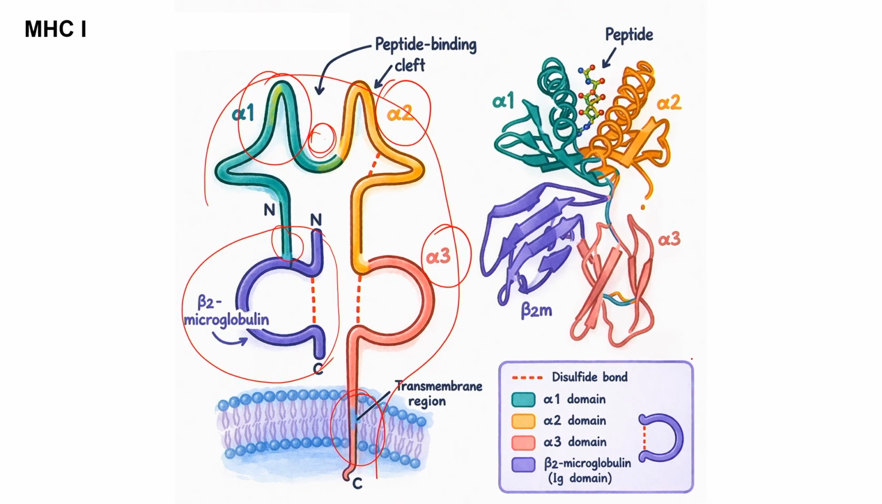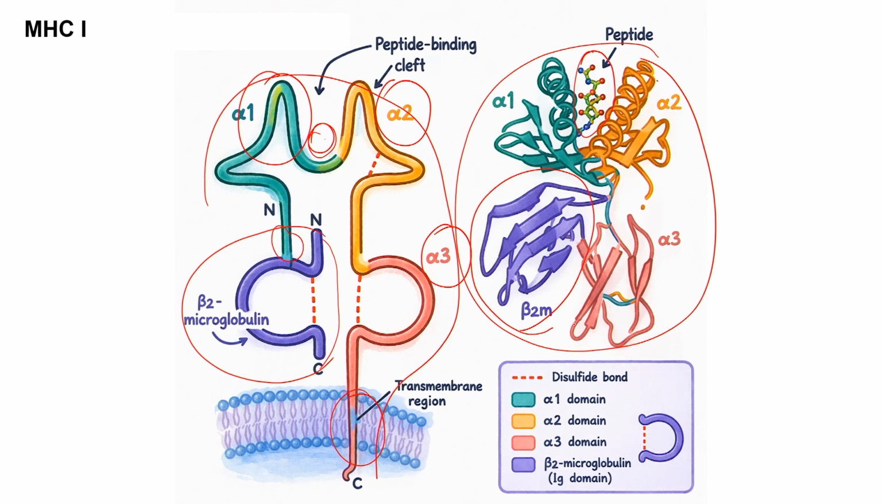So, remember that alpha 1, alpha 2, alpha 3 and beta 2 microglobulin are the parts of the MHC 1 molecule, and the docking area, the peptide binding groove, is present in between alpha 1 and alpha 2. This is just a pictorial representation of the same slide in the top view. So, these are alpha 1 and alpha 2, and we can see the peptides are presented to the other immune cells between alpha 1 and alpha 2. Alpha 3 is there to pass through the transmembrane domain, and beta 2 microglobulin is present as a non-covalent entity in the MHC 1 molecule. So, this is the typical structure of the MHC 1 molecule.